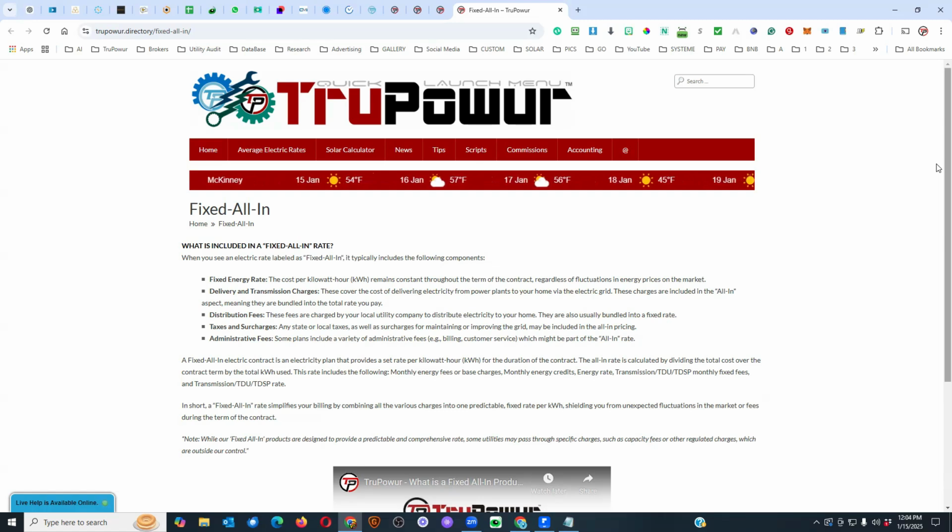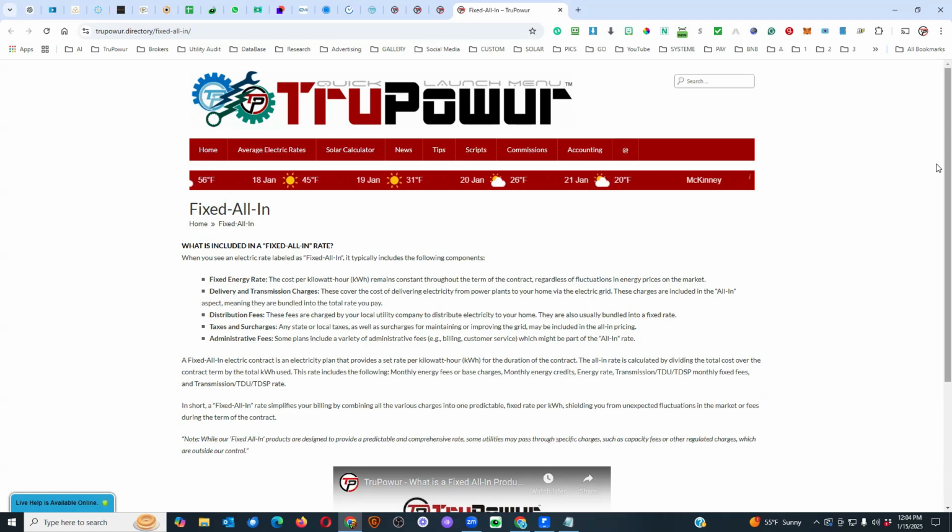A fixed all-in electric contract is an electricity plan that provides a set rate per kilowatt-hour for the duration of the contract. The all-in rate is calculated by dividing the total cost over the contract term by the total kilowatt-hour used. This rate includes the following: monthly energy fees or base charges, monthly energy credits, energy rate, transmission TDU-TDSP monthly fixed fees, transmission TDU-TDSP rate. In short, a fixed all-in rate simplifies your billing by combining all the various charges into one predictable fixed rate per kilowatt hour, shielding you from unexpected fluctuations in the market or fees during the contract term.